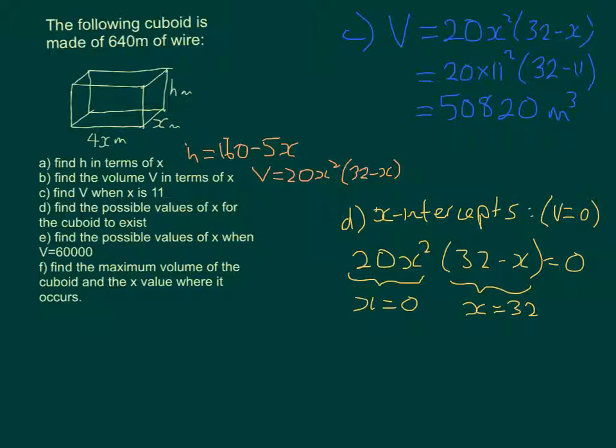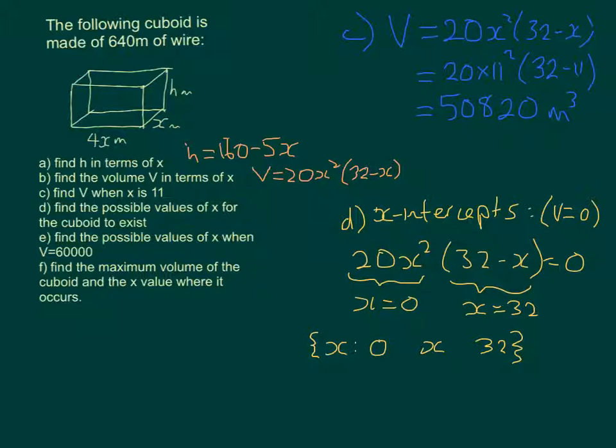So the limits that we're going to have, the graph will exist between those 2 points. The cuboid will exist between those 2 points. So we'll set this up as x, where we have 0, x, and 32.